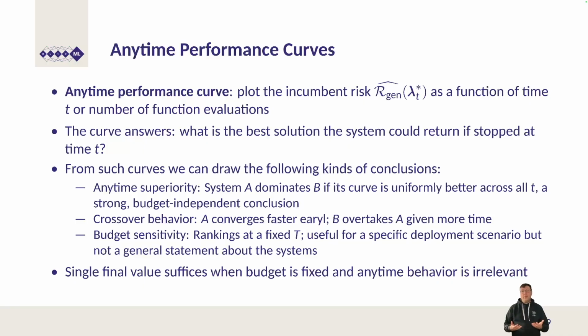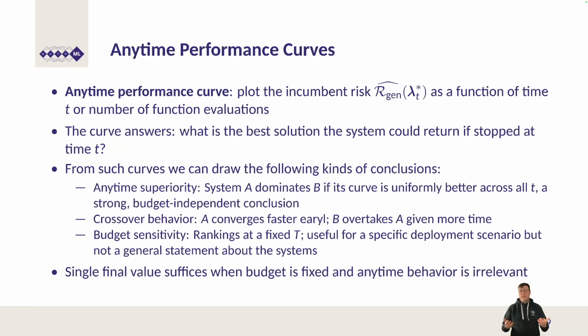From such curves, we can draw three qualitatively different kinds of conclusions, and it is worth distinguishing them carefully. The first and strongest is anytime superiority. System A dominates System B if its incumbent curve is uniformly better across all time points. That is, at every moment throughout the search, A has found a better solution than B. This is a budget-independent conclusion. Regardless of when you stop the search, A is preferable. This is the strongest possible statement we can make about two systems.